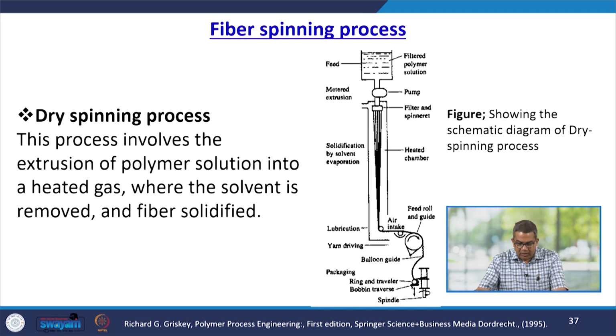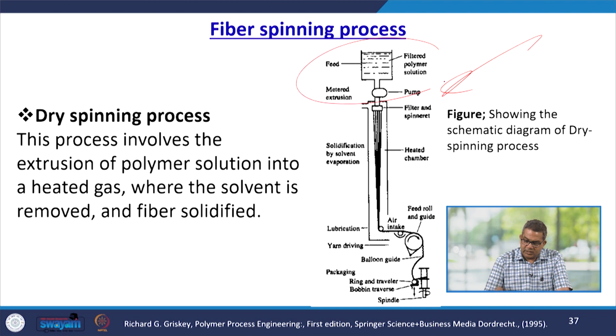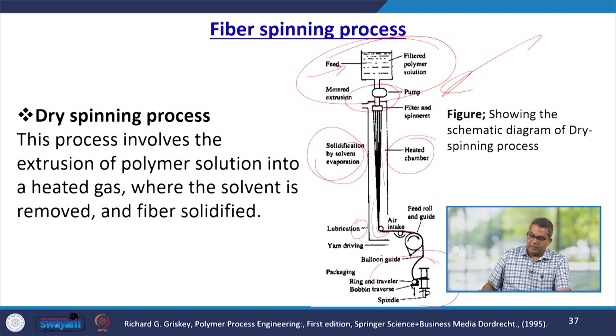Another is the dry spinning process. You see the figure showing the schematic diagram of the dry spinning process. This process involves the extrusion of polymer solution into a heated gas where the solvent is removed and the fiber is solidified. So this is the filtered polymer solution. This is the feed, this is the metering extrusion, and this passes through the spinneret and is solidified by solvent evaporation, and then with the help of air or lubrication it rolls out to the winder or spindle.